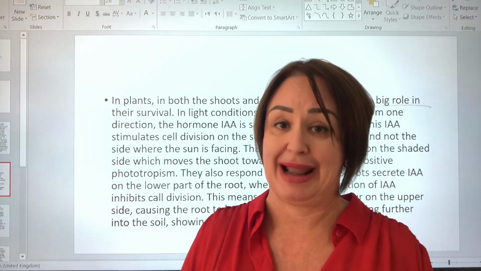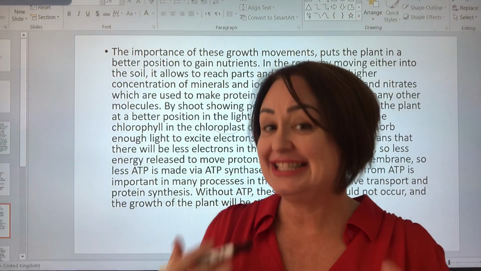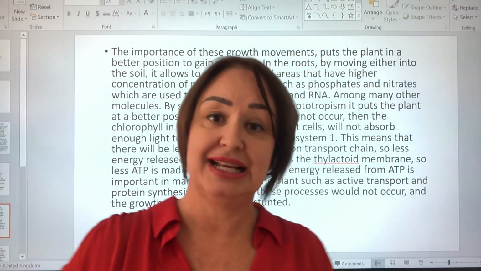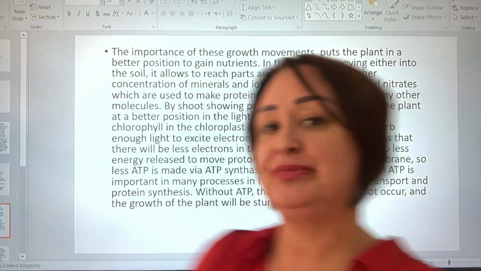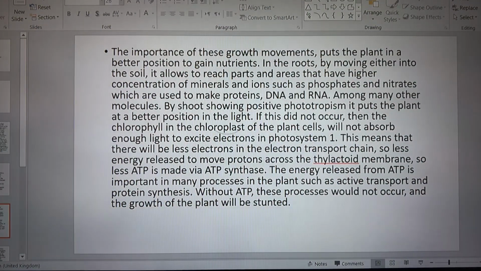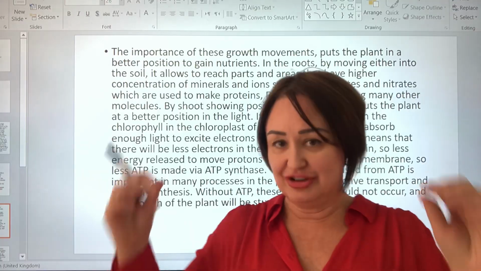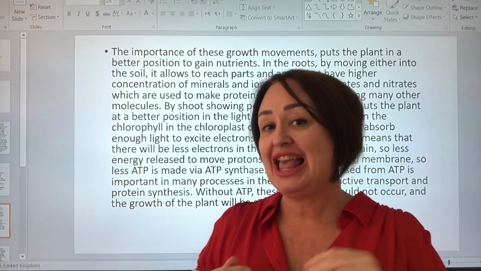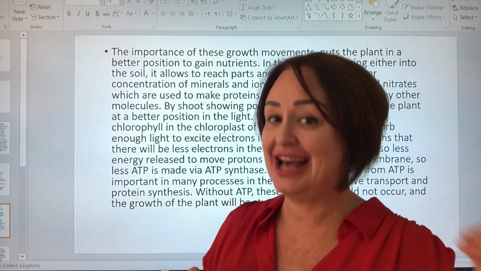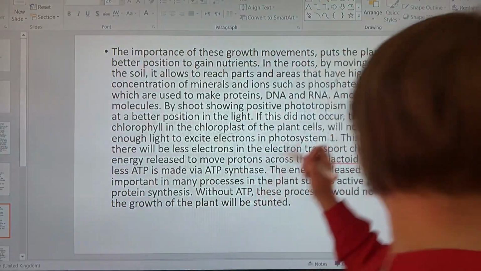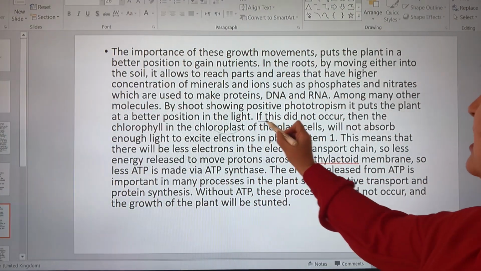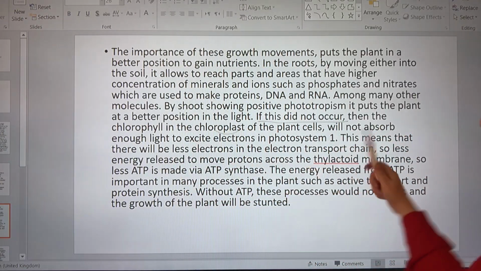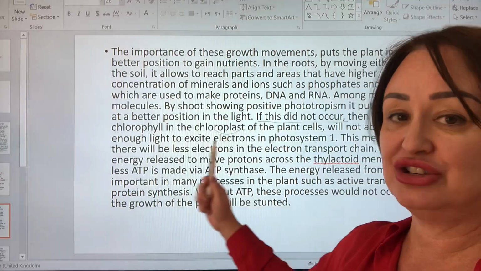She's just explained it. This is the second half of that first paragraph where she talks about the importance. Take a minute to read this. And again, the bit that really hones the whole thing in to the importance of is, if this didn't occur, what would happen? So we can see, she says, if this did not occur, then the chlorophyll in the chloroplast of the plant cells will not absorb enough light to excite electrons.